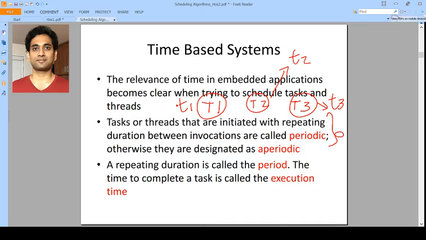Now, the repeating duration is called period. The rate at which, the time interval at which the task repeats itself, that length of time after which a task repeats itself is called a period. And the time to complete a task is called execution time. Little t1. Execution time.